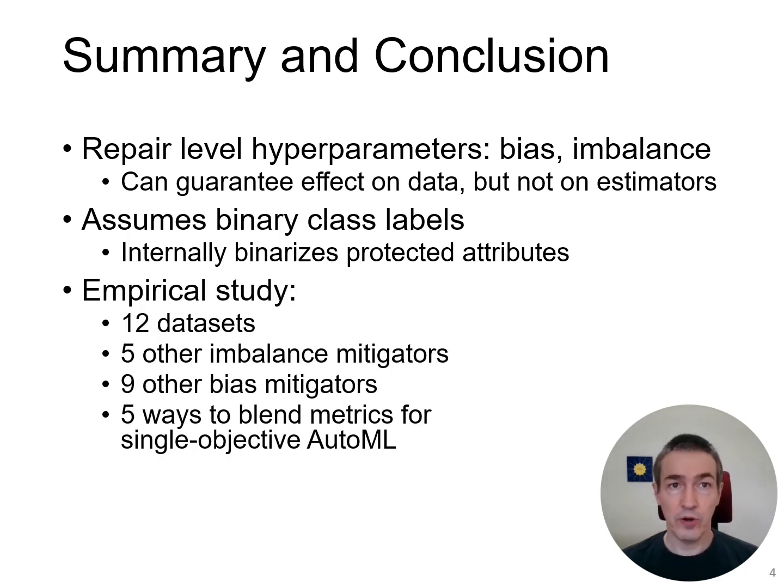We conducted an empirical study on 12 fairness datasets with comparison against 5 other imbalance mitigators and 9 other bias mitigators, as well as experiments with 5 different ways to blend two metrics together for a single objective AutoML, and our new Orbis algorithm performed well in all of these experiments.